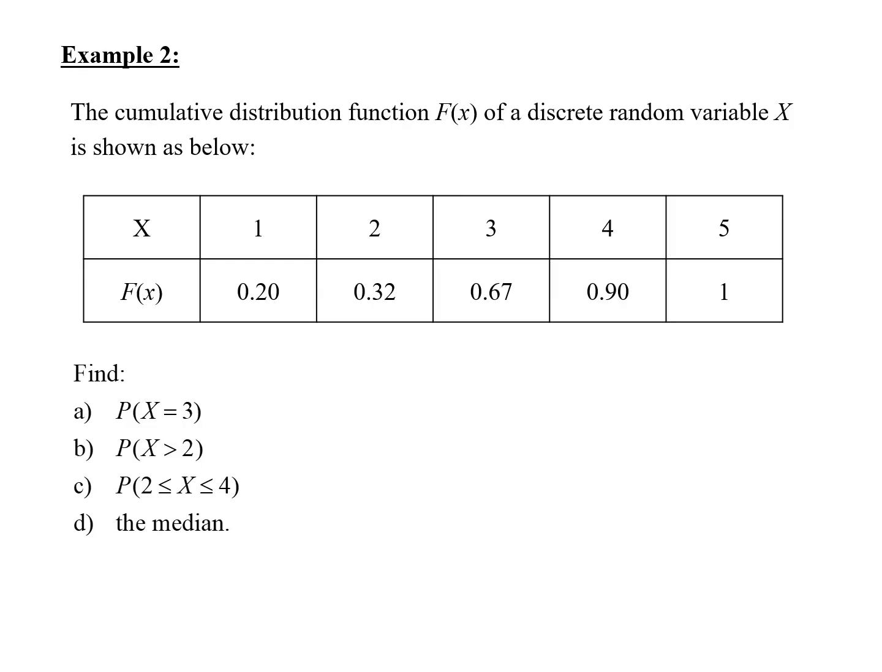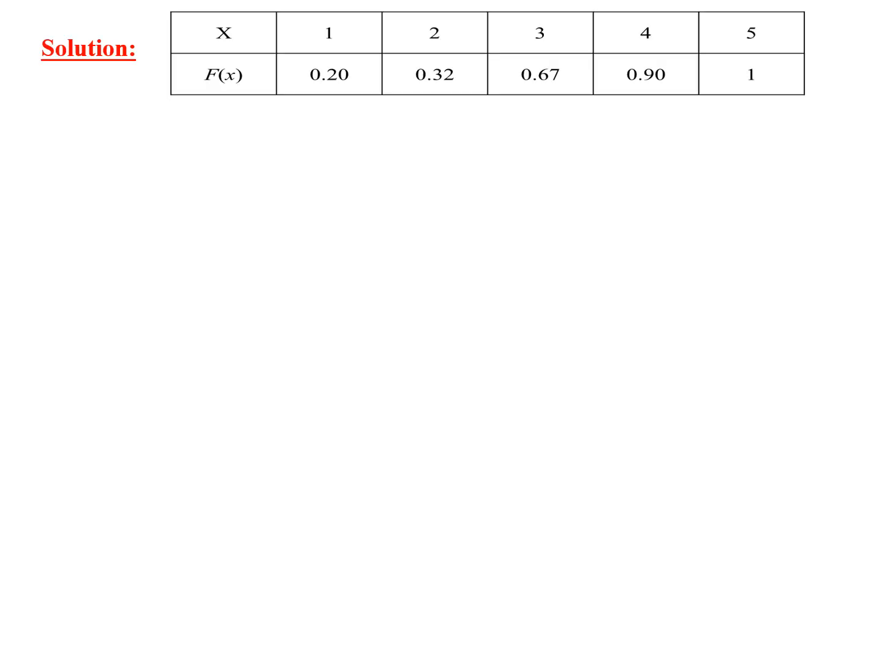Example 2. The cumulative distribution function, that is capital letter F, of a discrete random variable X is shown as below, in the table. Find the probability X equal to 3, probability X is greater than 2, probability X is less than or equal to 4, greater than or equal to 2, and the median. Let's look at the solution.